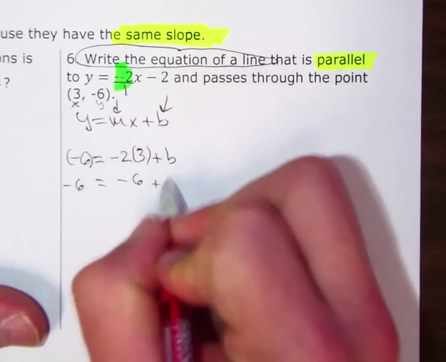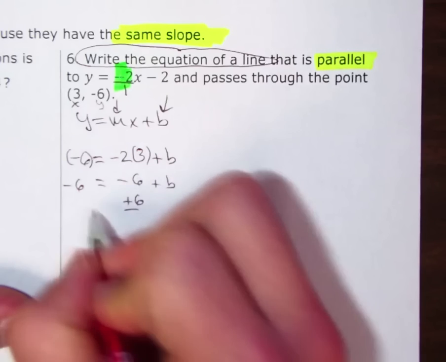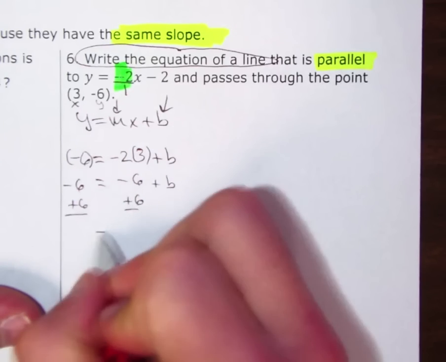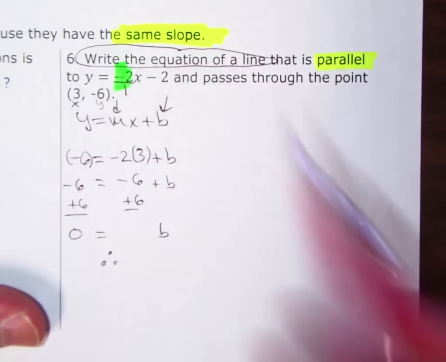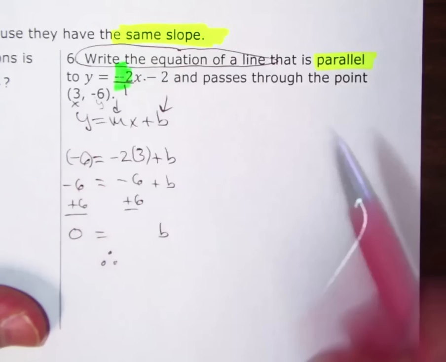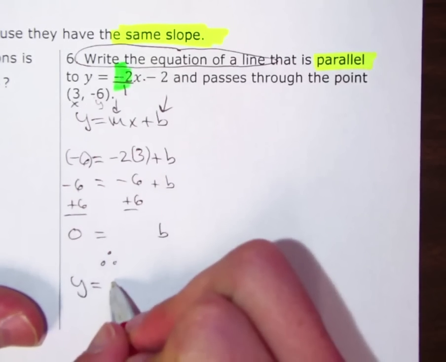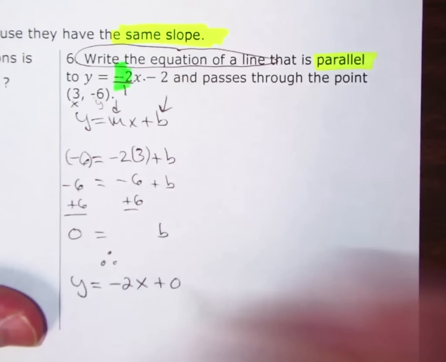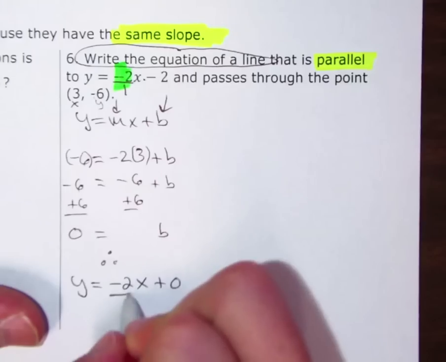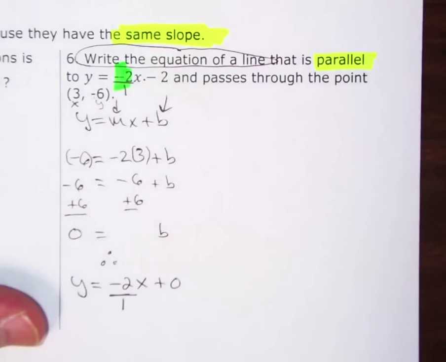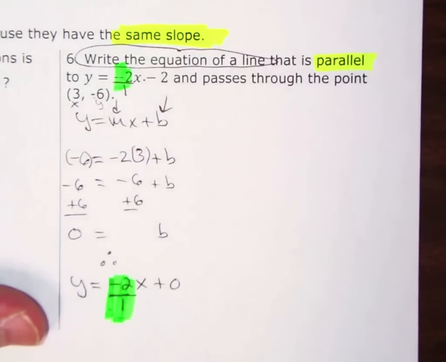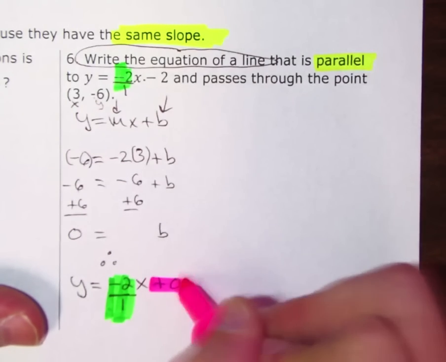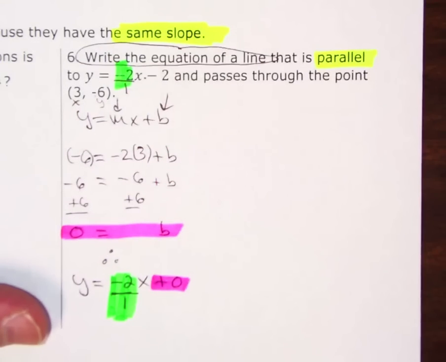I simplify this expression, and now I'm going to undo with my inverse operations, the -6, and my b is 0. Therefore, the equation of my line that's parallel to this line and goes through this point is, and you don't need the +0, and you don't need to put over 1. I like to just to remind myself. So here happens to be my slope, which I got right here. It's the same slope. And here is my y-intercept, which I got right here through this process.